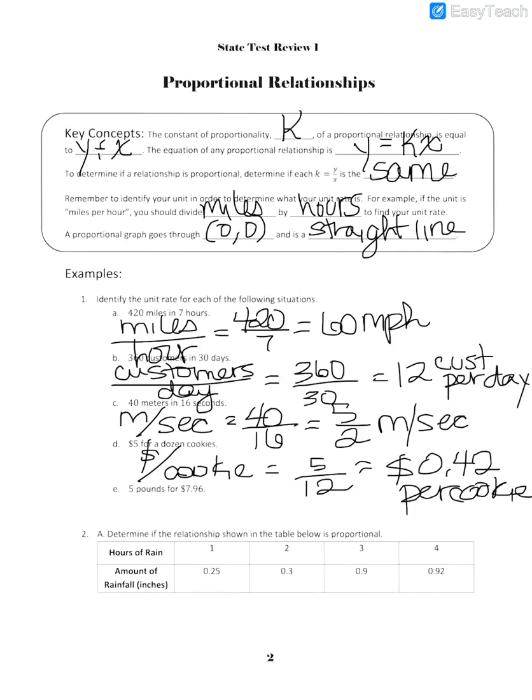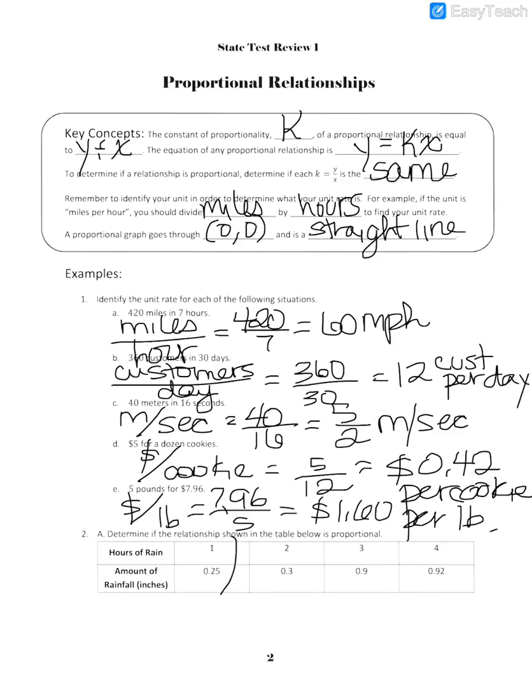Okay, next one, 5 pounds for $7.96. So dollars per pound, $7.96 over 5. So that is $1.60 per pound. All right, number 2, determine if this is proportional.